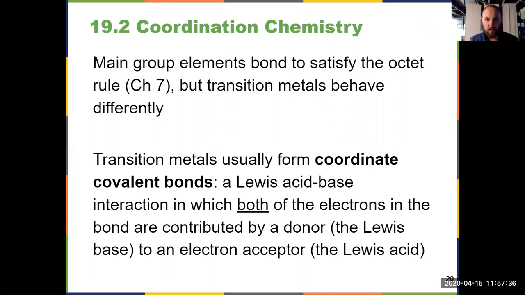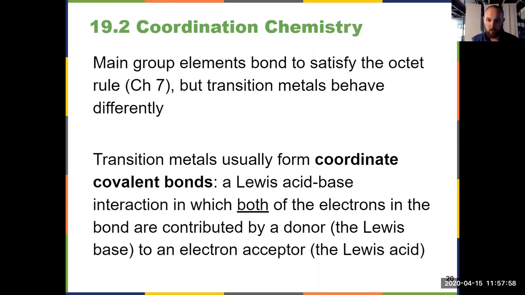Because main group elements, right, 1, 2, and 13 through 18, those like to obey the octet rule. We calculate formal charge when we have some exceptions, but there's a pretty clear set of rules for our main group elements. When we did Lewis structures, we talked about those in chapters 7 and 8. But transition metals are a lot different.